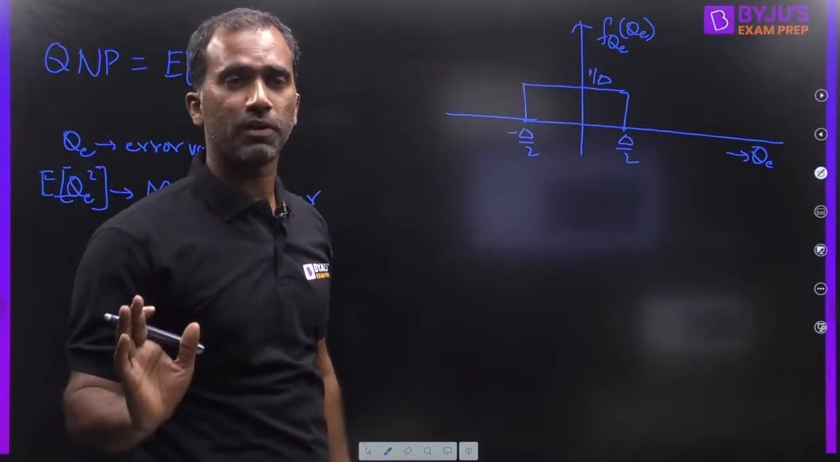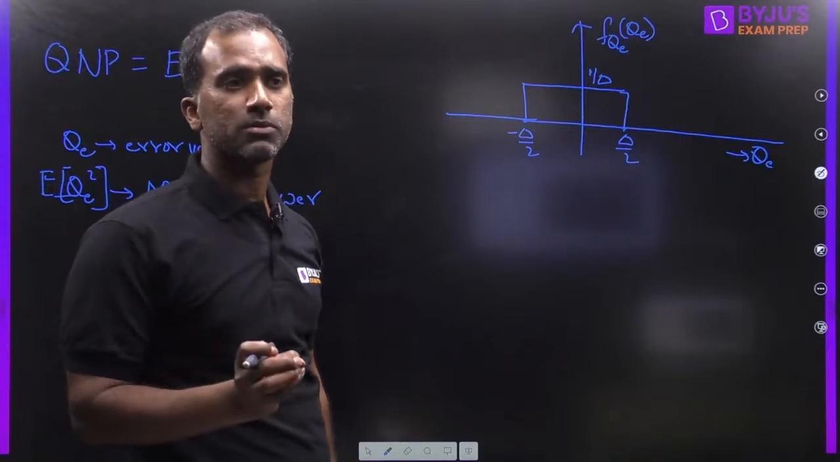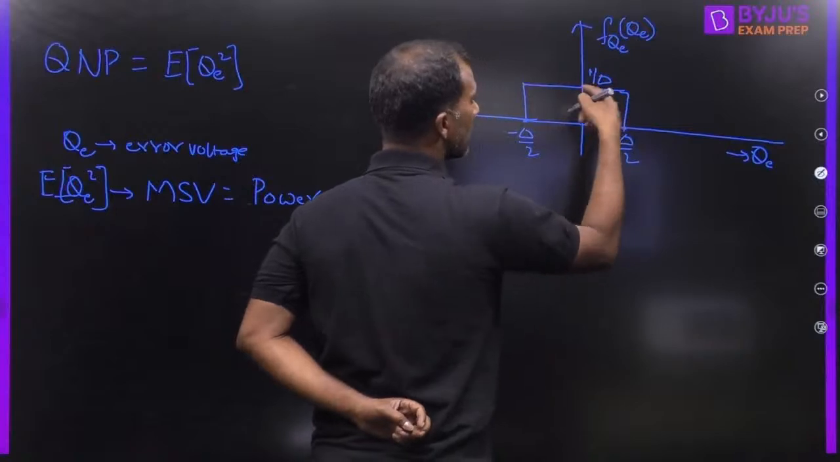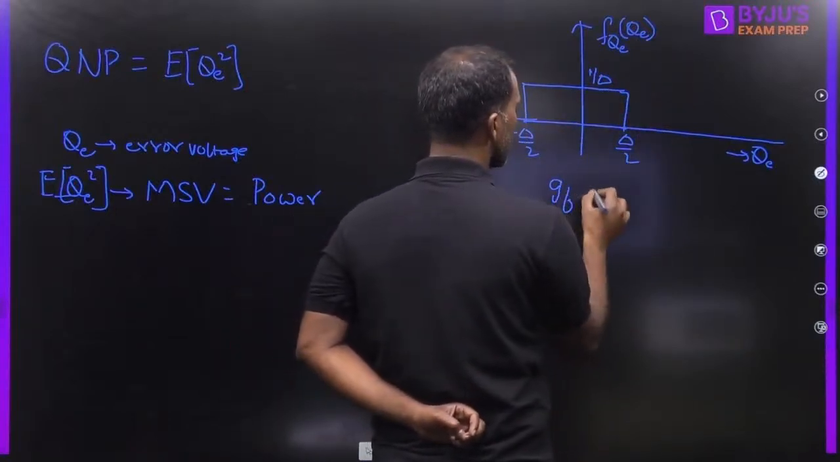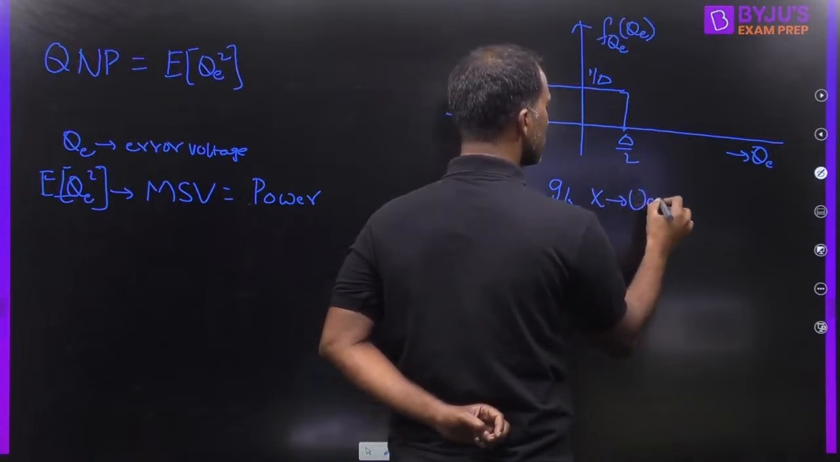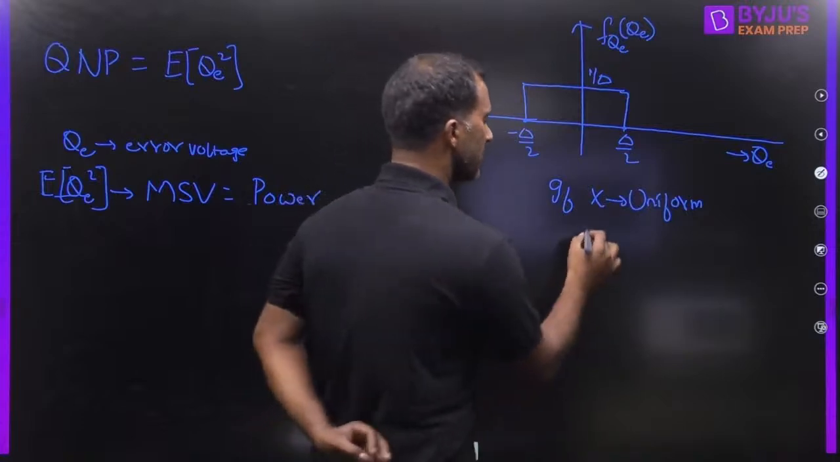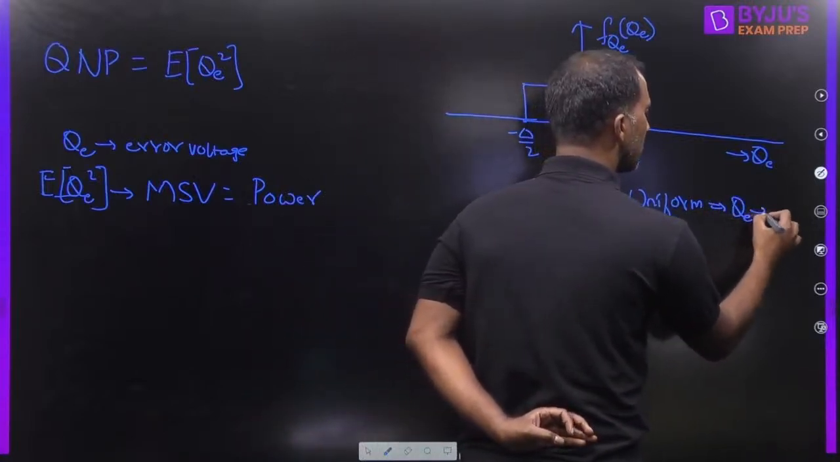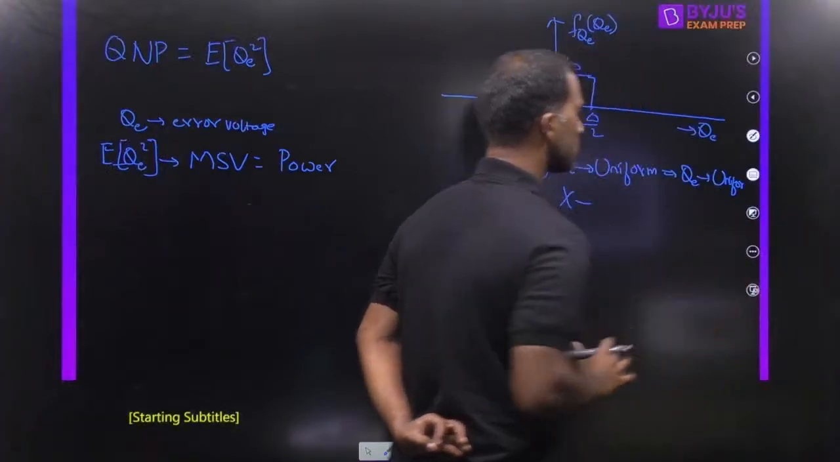I hope you're following. Understand carefully. This is a very important and tricky concept. Under what assumptions are we doing this? If x is uniform, or if they did not give any information about x, then definitely quantization error also will be uniform. Uniform means it will have uniform PDF. That is what I mean by uniform.